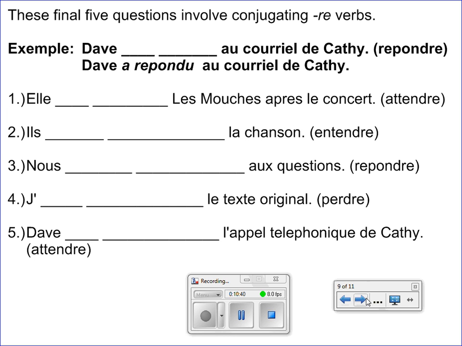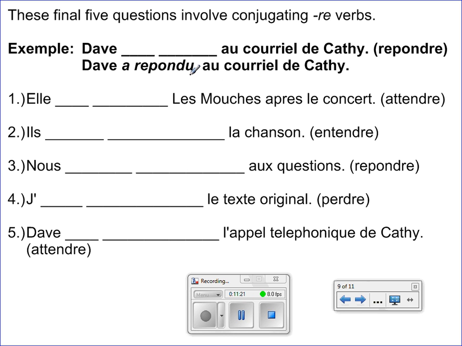All right. These final five questions involve conjugating RE verbs. So for example, Dave, double blank, au courriel de Cathy. Répondre is in brackets. So in the present tense, it means Dave responds to the email from Cathy. Okay, but we want to write this in le passé composé in the past tense. So it means Dave has responded to Cathy's email. So Dave is il. So it's going to be Dave a. Répondre changes to répondu.